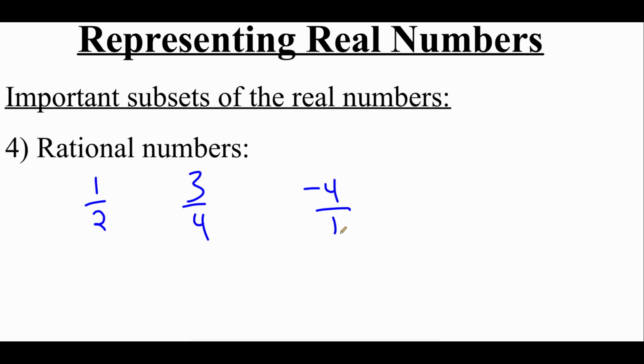The only thing we have to be careful about when we're writing out rational numbers is we need to make sure that whatever number is on bottom of the fraction is not 0. You're never allowed to divide by 0. That gives you an undefined value.